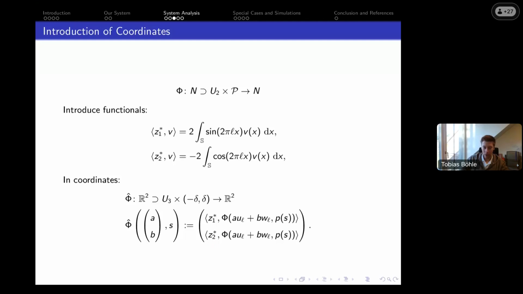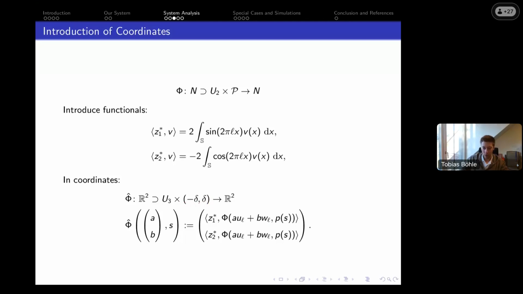And that's how we get a function phi hat that now maps from a neighborhood of R2 into R2. And that makes it a lot easier to work with. And also here we only consider the parameter S. So we directly apply the function phi to this parameter curve P of S. So S is now a value from a neighborhood of 0.